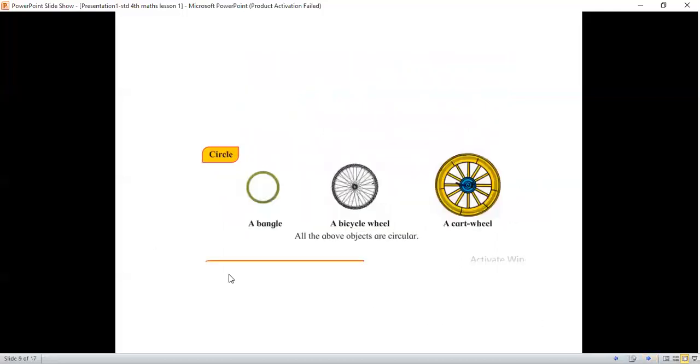Next topic we are going to see is the circle. Now here you can see the picture of a bangle, a bicycle wheel and a cart wheel. So what is a circle? A circle is a round shape with a point at the center. You can see the cart wheel with a point at the center. A bicycle wheel with a point at the center. So this is a circle.